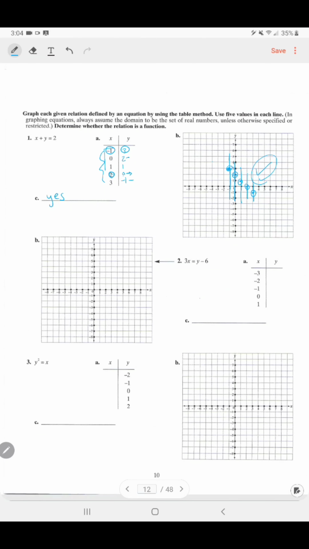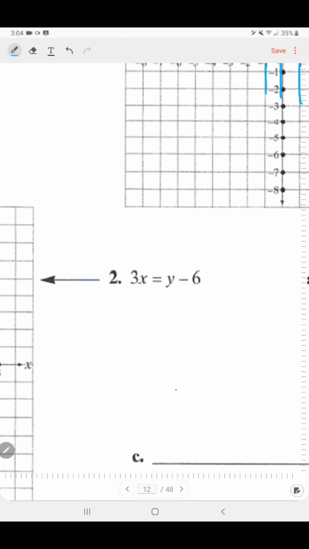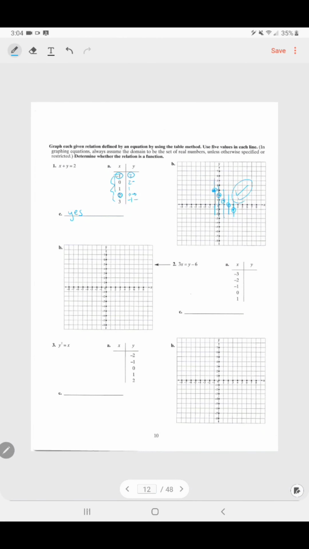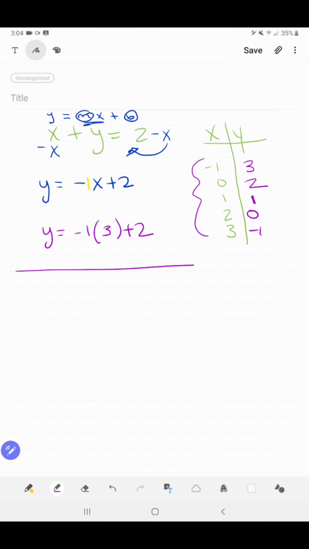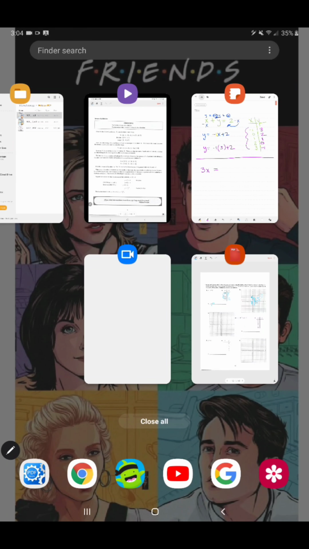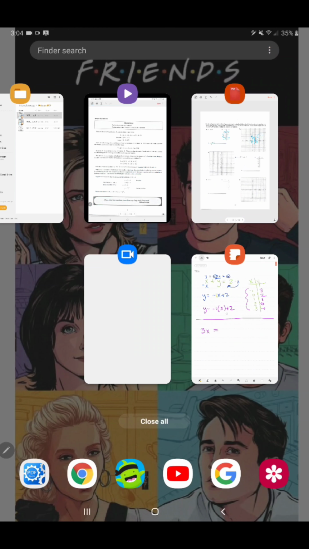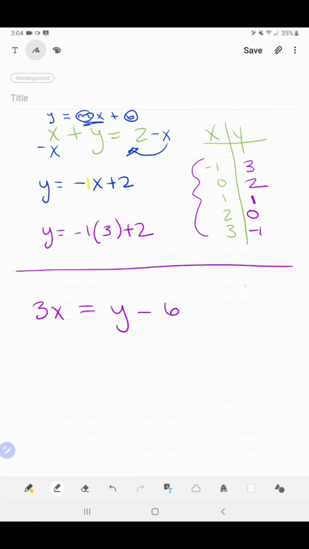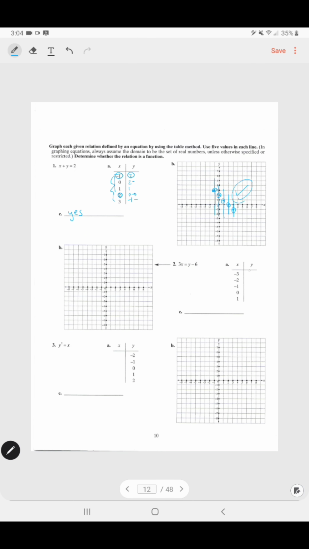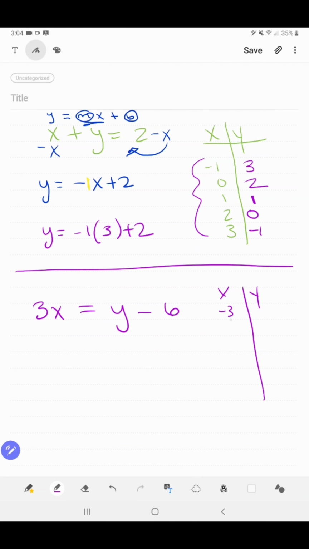Next. So we've got negative 3x equals y minus 6. And this time they've got negative 3, negative 2, negative 1, 0, 1.